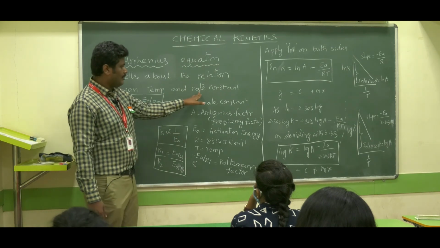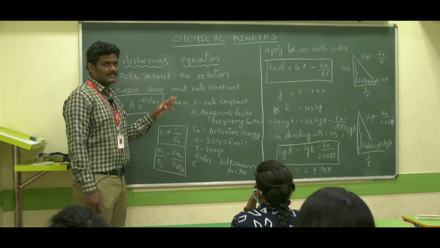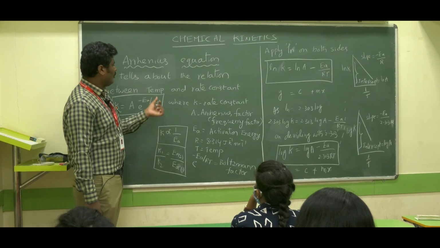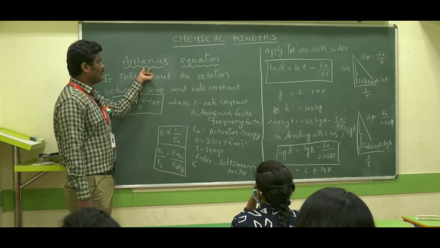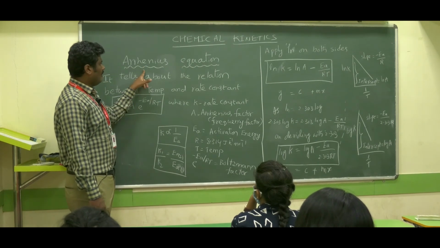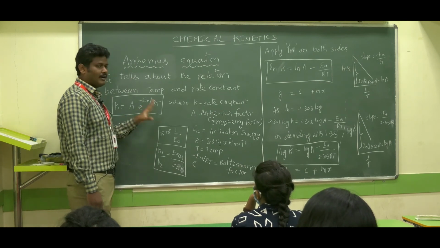We know that the rate constant is influenced by two factors. One is temperature, the other one is catalyst. How temperature affects the rate constant is described by the equation called the Arrhenius equation. In the Arrhenius equation we have K equals A into e power minus Ea by RT.